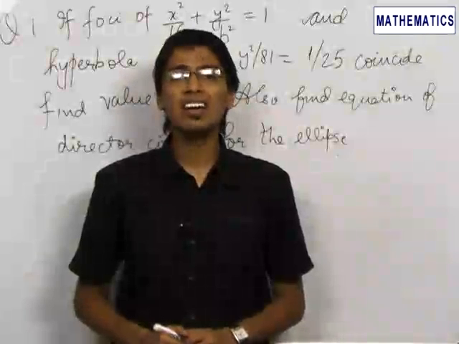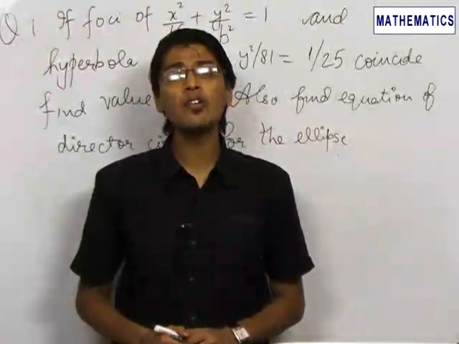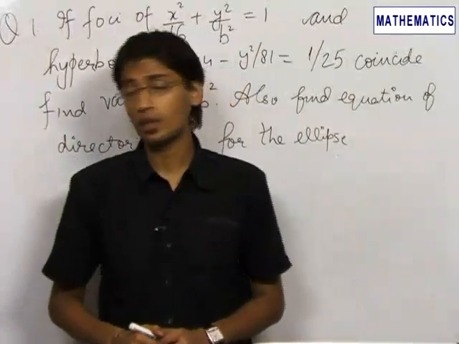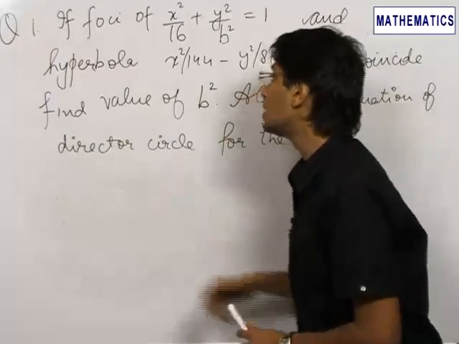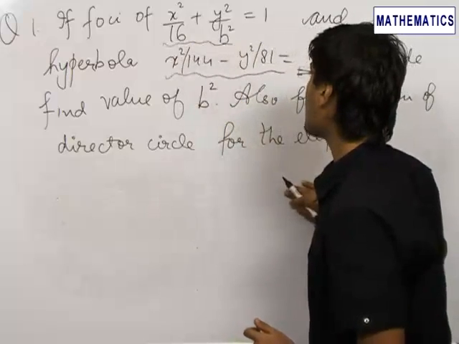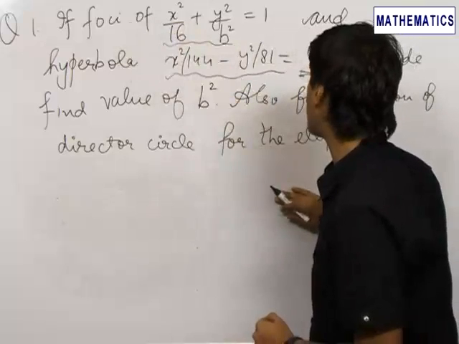In conic sections, we are done with the parabola and the ellipse, and now we'll be starting the third important component of this chapter, which is the hyperbola. Starting with the first problem, we are given an ellipse and a hyperbola, and we are given that the foci of this ellipse and hyperbola coincide.